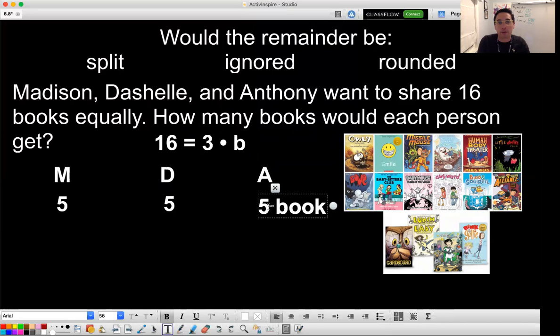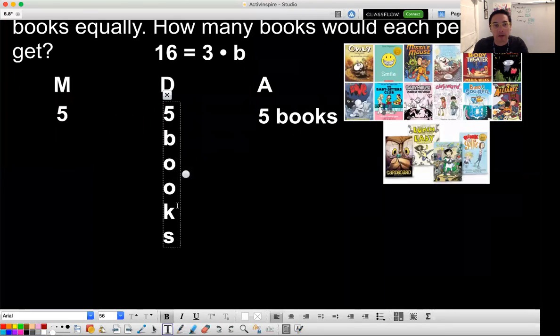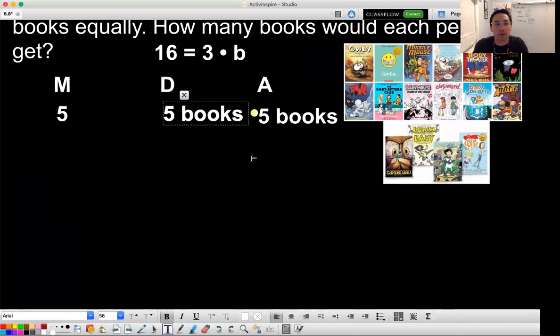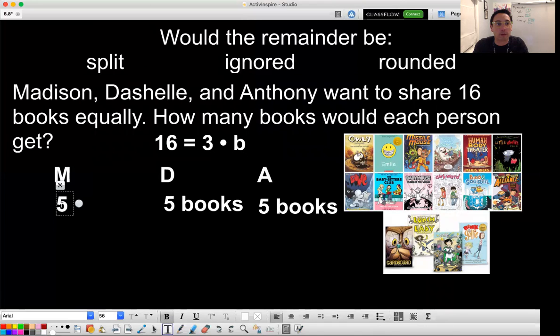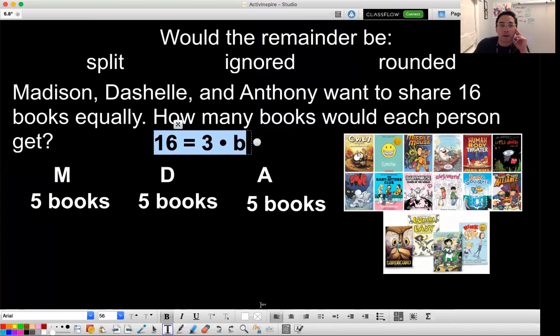Add that label to there also. I think it's helpful to have the label just to remember, what are we dividing? What are we dividing here? We're not dividing people, we're dividing books. All right, so Madison gets 5 books, Deshelle gets 5 books, and Amani gets 5 books. All right, so we're getting closer to solving this problem, but that's 5, 10, 15 books. We have 1 book left.